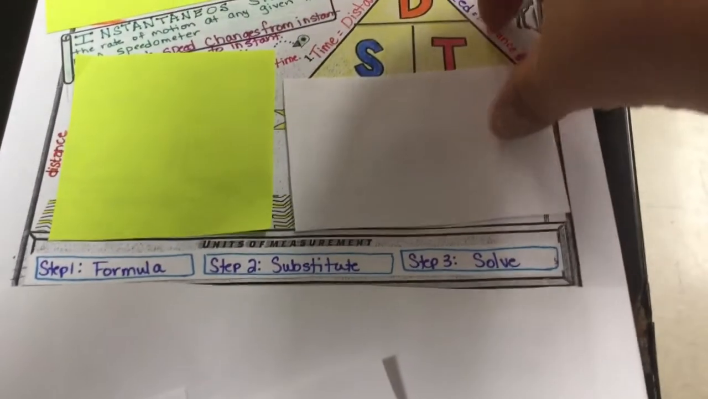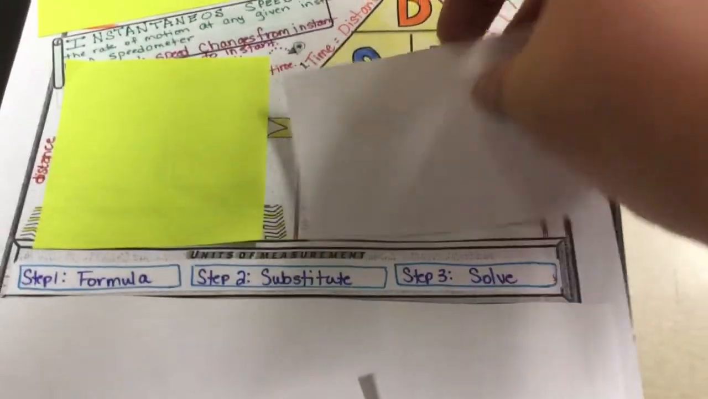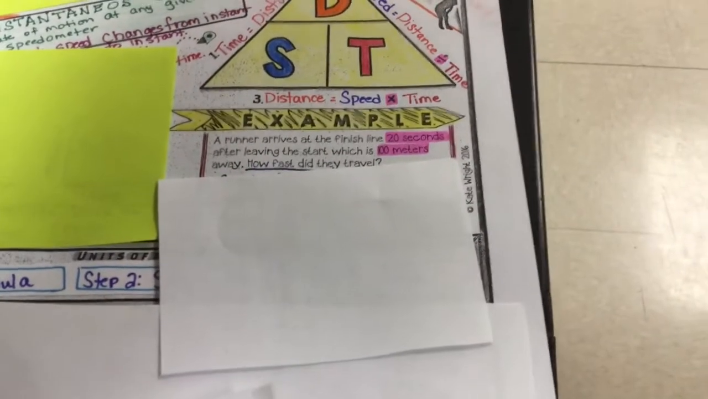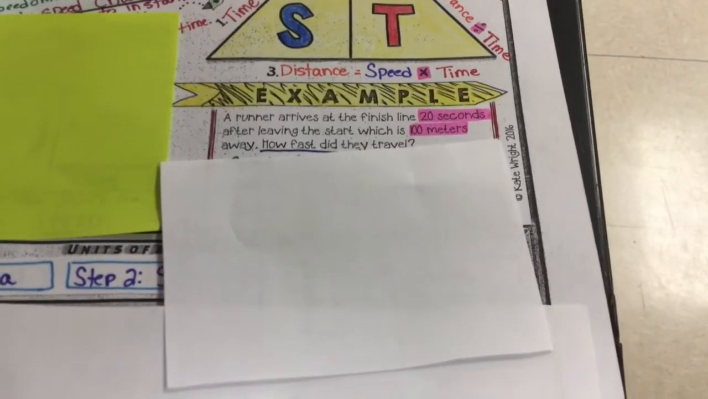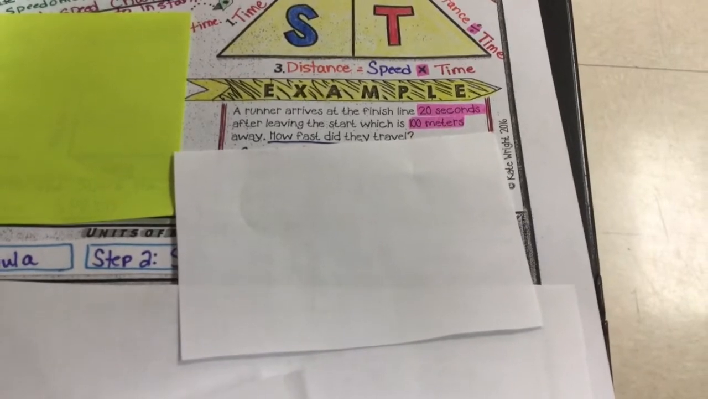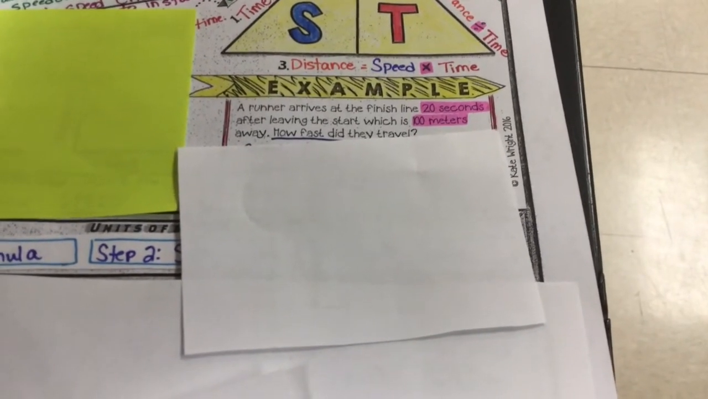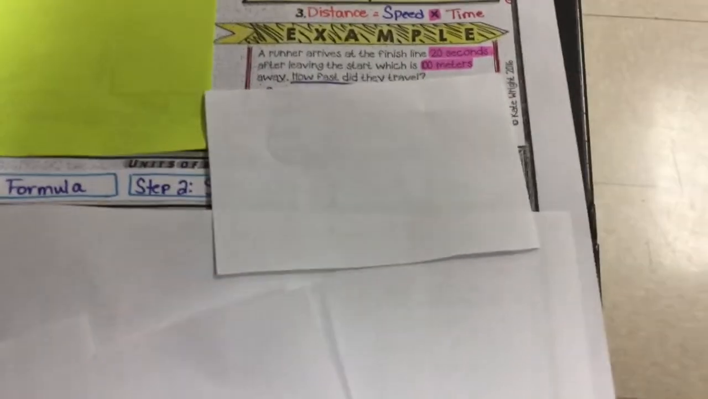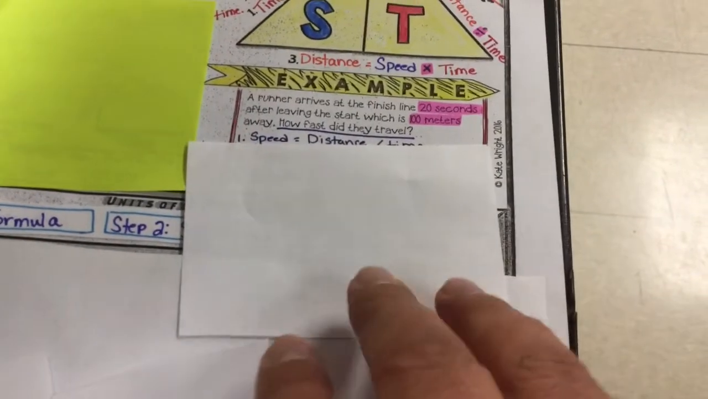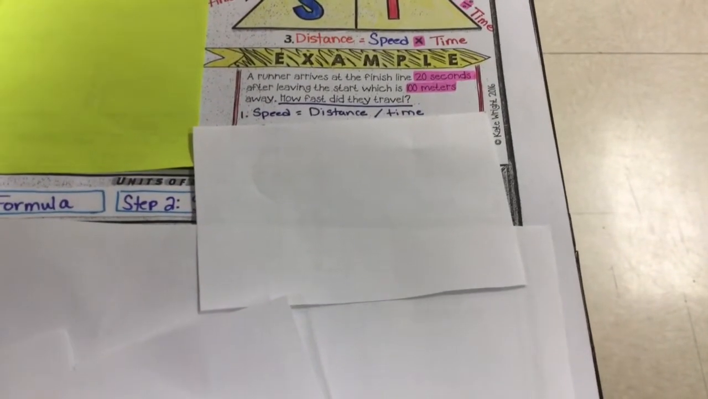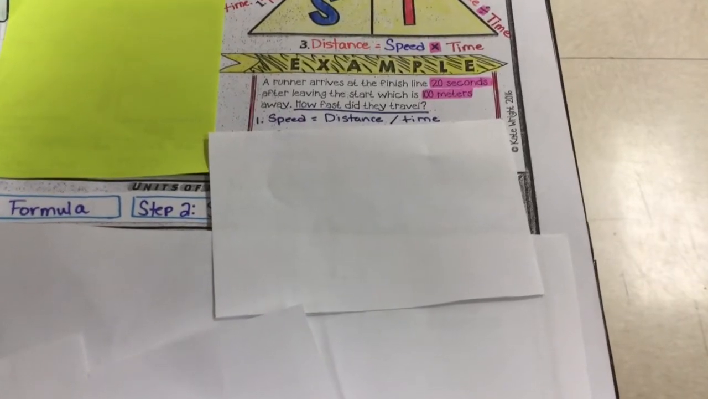So let's look at this example up here. A runner arrives at the finish line 20 seconds after leaving the start, which is 100 meters away. How fast did they travel? I highlighted 20 seconds and 100 meters because that's information we might need. And I underlined the question. How fast did they travel? So they're talking about speed, how fast. So that tells us for number 1, the formula we need is speed equals distance divided by time.